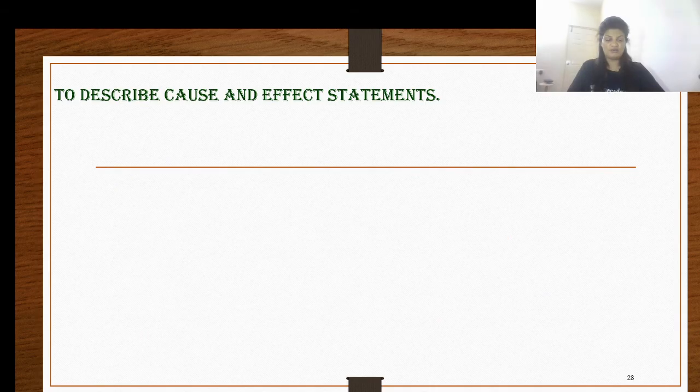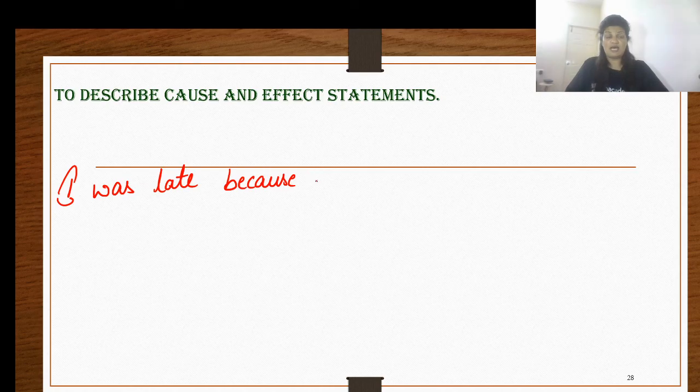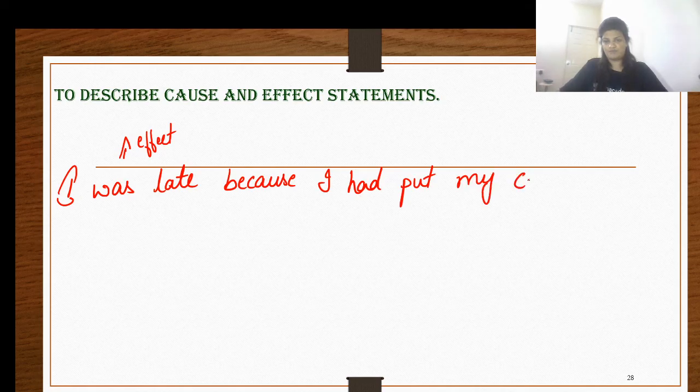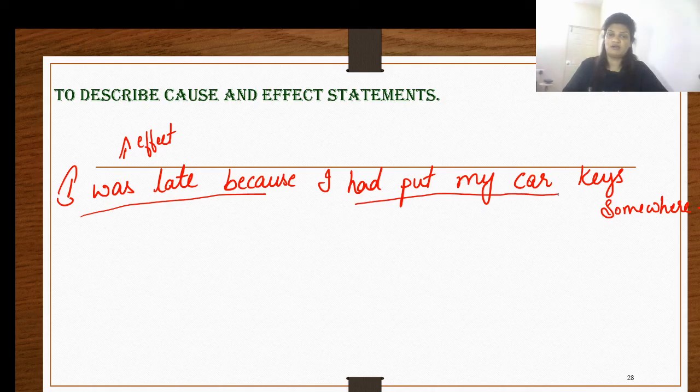Next is another usage, which is to describe cause and effect statements. Two actions have happened. One is the cause, and then we have the effect of that cause. Example: I was late because... I was late. This is the effect. Why were you late? Because I had put my car keys somewhere. Now two actions have happened. I was late. Number one, I had put my car keys someplace.